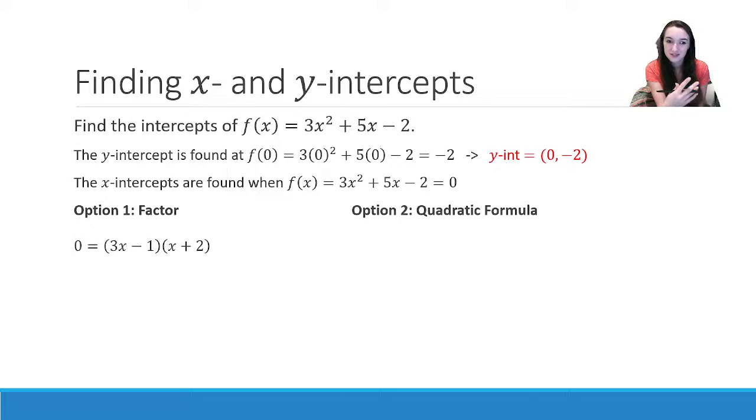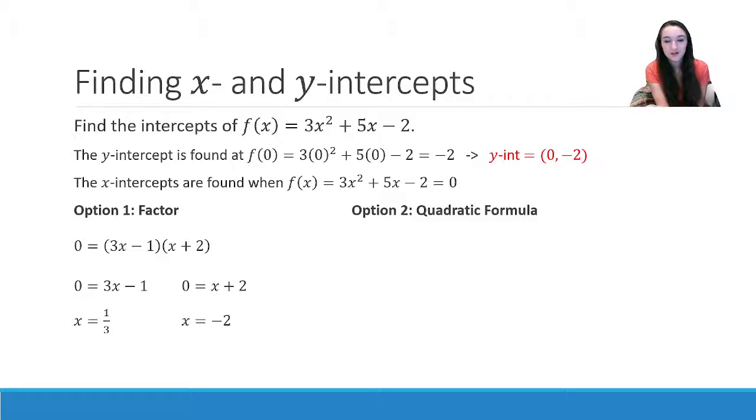So when we factor this, it does factor into 3x minus 1 times x plus 2. I'm not going to go through the process of doing that. But we set each of these factors equal to 0 independently, and then solve for x. So we get these two x values.